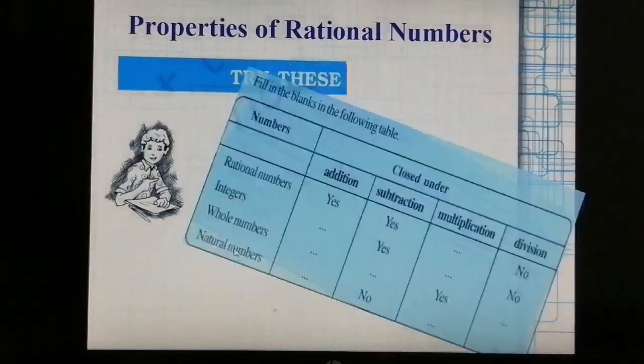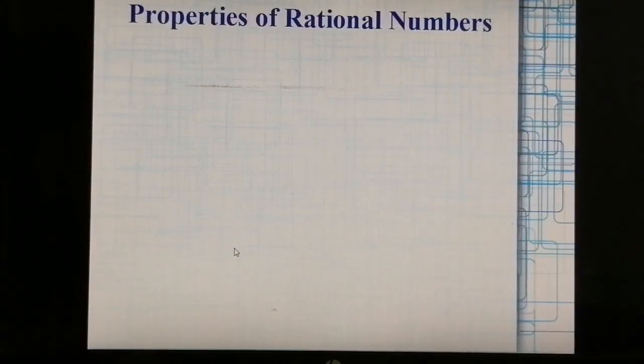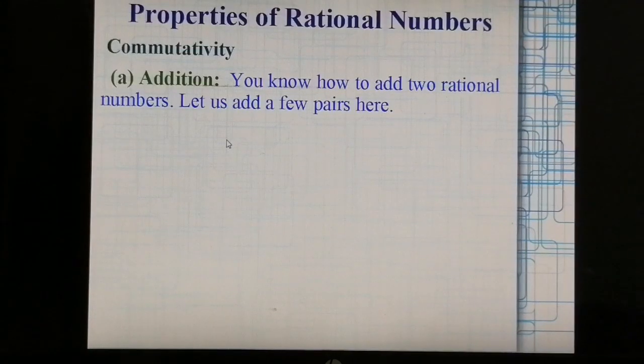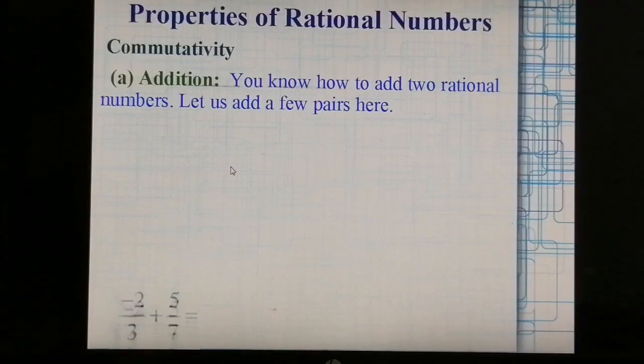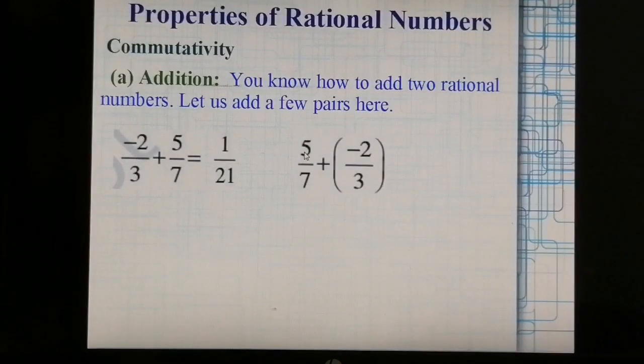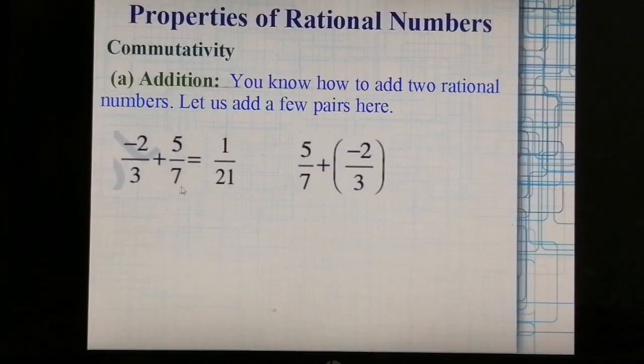Now you need to try this. Okay, solve it. Next is commutativity. You know how to add two rational numbers. Here we are going to take two rational numbers and add them. Now for the same rational numbers, we just change their position, means we commute them. So the first number is 5 over 7, the second is minus 2 over 3. Here the first number was minus 2 over 3 and the second 5 over 7. So what do we get? Again the same result.